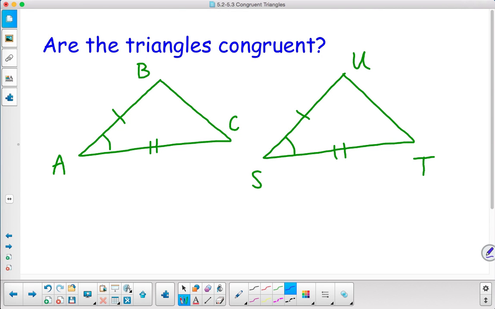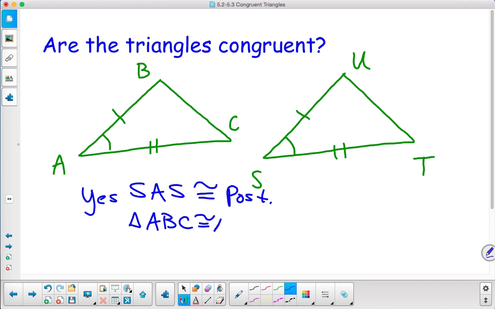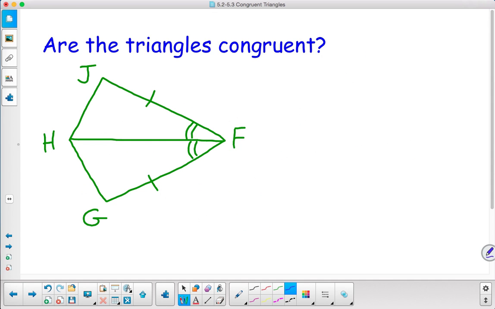So now, are the triangles congruent? We've got two possibilities. It could be side, side, side, or it could be side, angle, side. Okay, this one is a yes. You might have picked out side, angle, side postulate. And then triangle ABC is congruent to triangle SUT. That is two sides and the angle included between them. Next example, are these triangles congruent? You pause it.